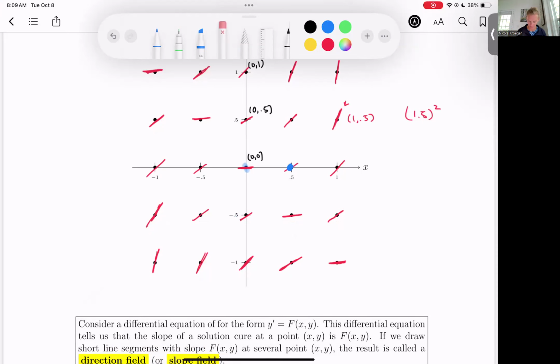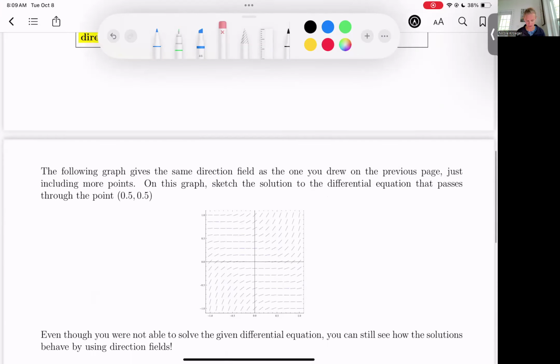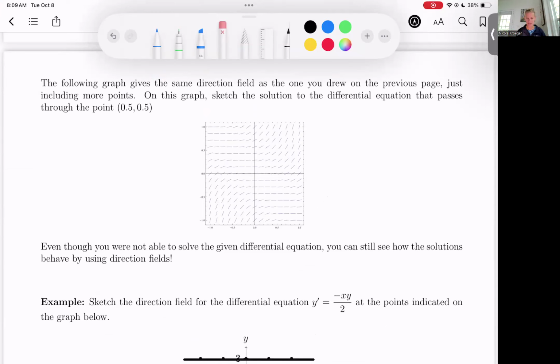And that's actually what I'm going to do on the next page. So I'll come back to that box in a second. So this next page is just a computer drawn version of the direction field that we drew on the previous page. You can still see that S-like shape. And so here, I want to sketch the solution to the differential equation that passes through the point 1/2, 1/2.